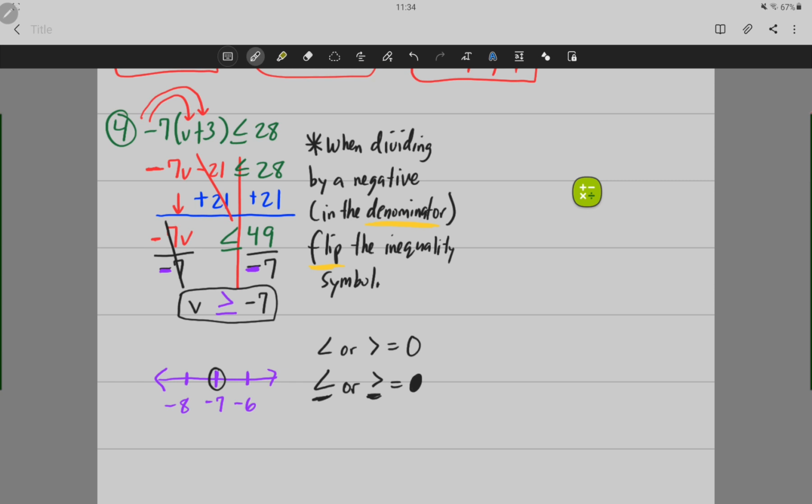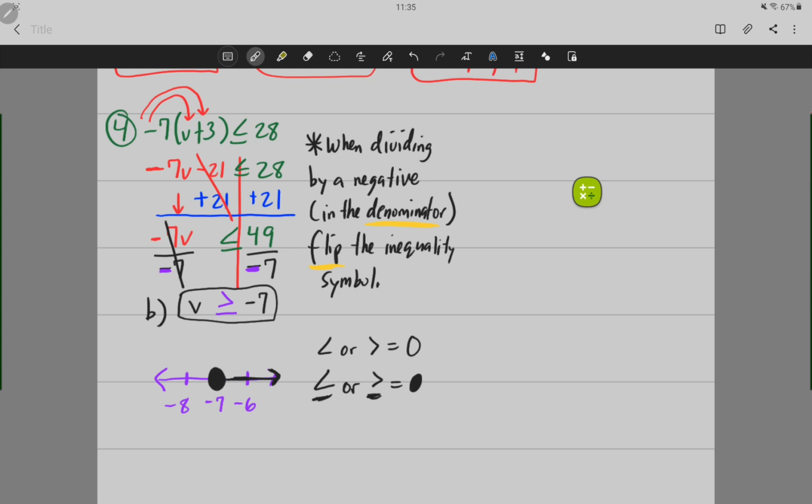As we see right here, it has the line right there. So that means greater than or equal to. This means a closed circle. And greater means to the right. That's where the larger numbers are. So our line and arrow point that way. Okay, so this answer choice, v is greater than or equal to -7, is choice B.